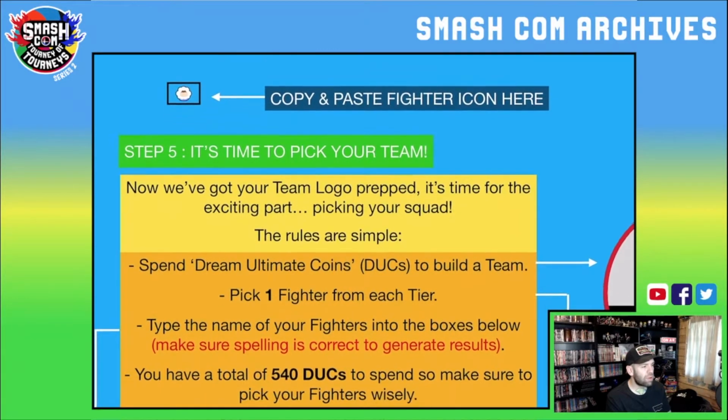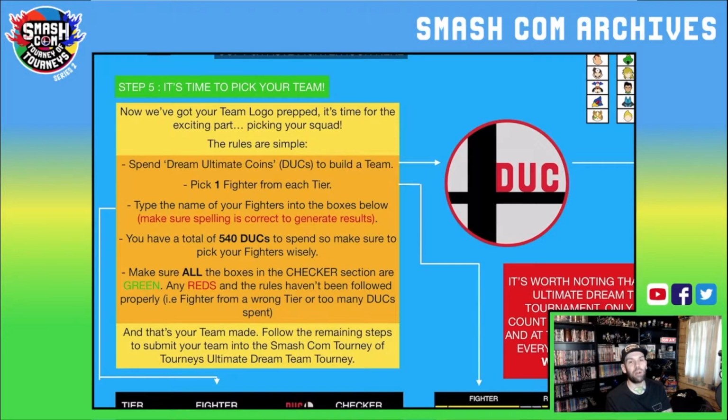So let's scroll. Okay, now's the exciting part, picking your team, and I'm going to read through the rules just very quickly. So the aim is to spend Dream Ultimate coins, that's ducks, to build your team. So you can pick one fighter from each tier. Those tiers are A, B, C, D, E, F, and then D1 and D2. So in the boxes below, we're going to type your fighters into each tier. I will show you that in a minute.